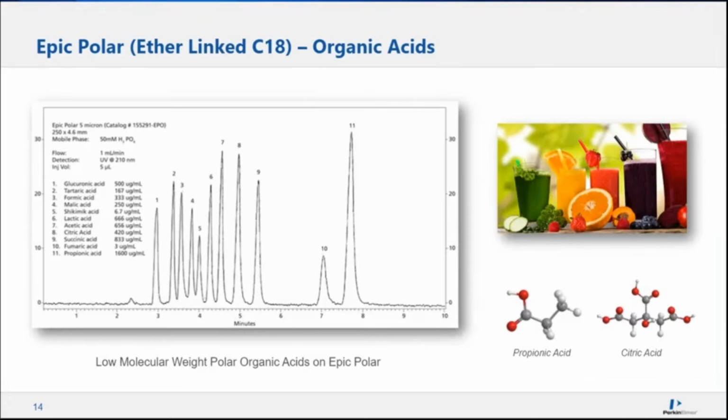So utilizing this type of C18 phase, we can have an analysis of organic acids, low molecular weight organic acids. In this case, we performed a separation of 11 organic acids utilizing a mobile phase which just contains 50 millimolar phosphoric acid, and the rest of the mobile phase is 100% water. We can see we get excellent retention and excellent reproducibility of the separation time after time using this ether-linked C18 stationary phase.